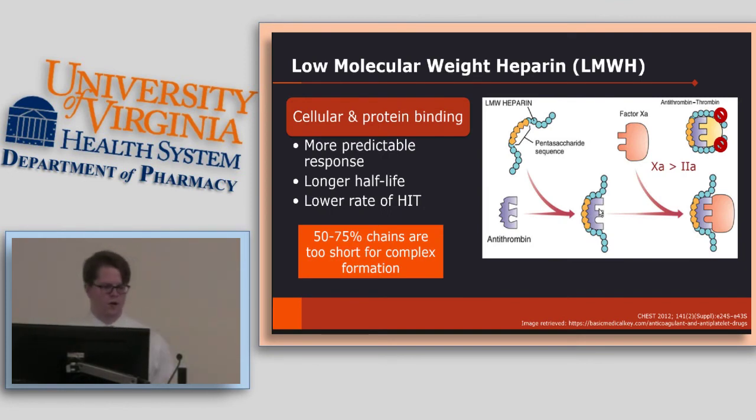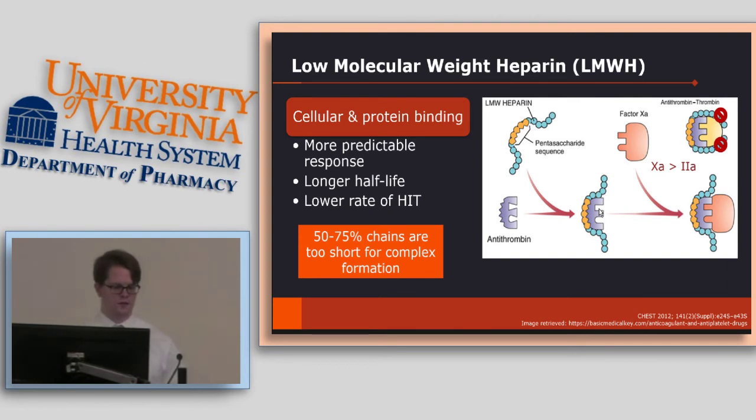So while protamine is largely used for unfractionated heparin reversal, it can also be used for low molecular weight heparin reversal. The low molecular weight heparins tend to have shorter chains than unfractionated heparin, leading to greater anti-10A inhibition rather than thrombin, as they're unable to form that charge-dependent complex. The low molecular weight heparins also have less cellular and protein binding compared to unfractionated heparin, leading to lower rates of HIT, as it's generally less immunogenic.